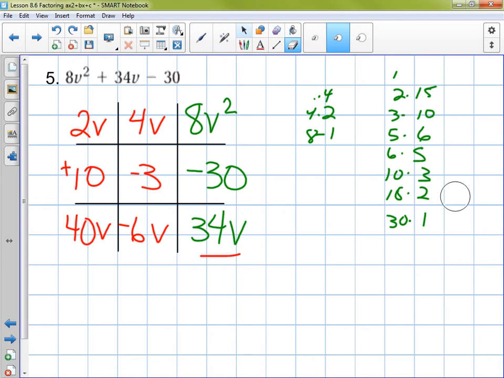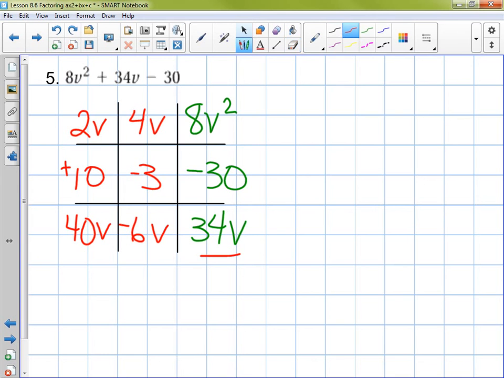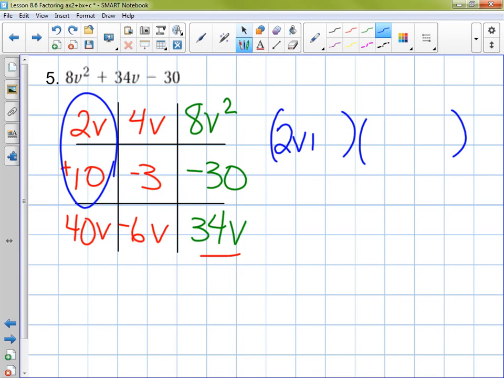40v plus negative 6v is positive 34v. And that's my answer. Now, if you had done this by yourself, it may have taken you several tries. And again, the more you do these problems, you're going to see patterns and you're going to see where numbers are going to have to go. But it takes a lot of practice. So the answer is 2v plus 10 and 4v minus 3.